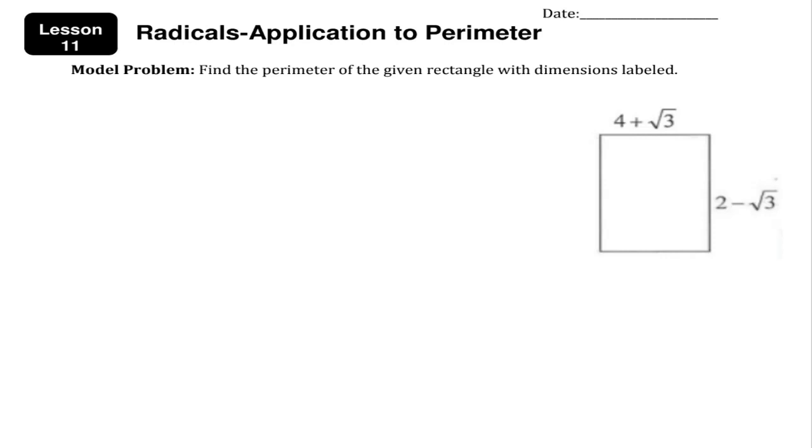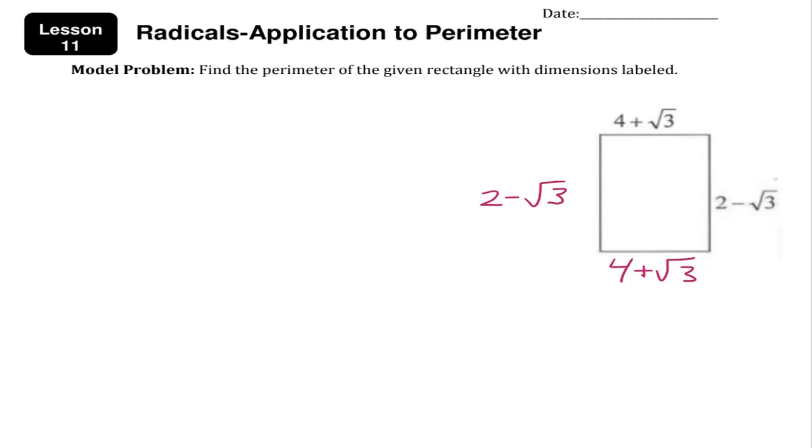Since this side is 4 radical 2, this side will also be 4 plus radical 3. This side will be 4 plus radical 3. Since this side is 2 minus radical 3, this side is 2 minus radical 3. Sometimes it's a good idea to add to show all the different dimensions in a picture.